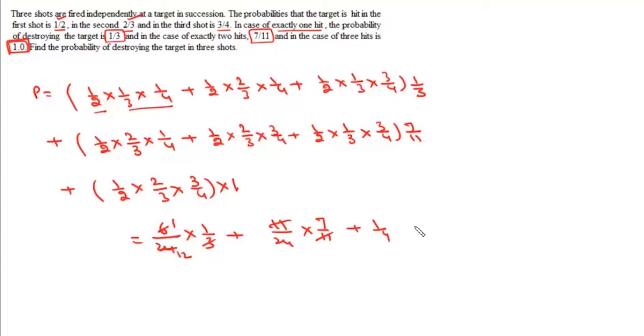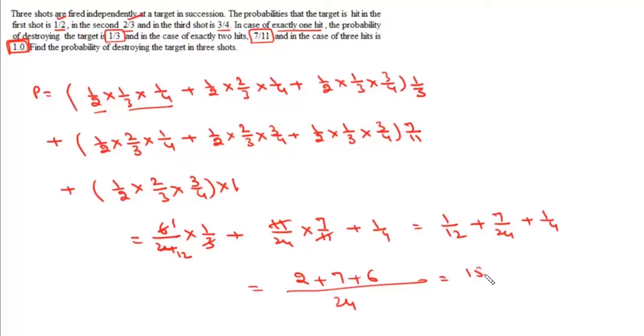So this required probability will be 1 by 12 plus 7 by 24 plus 1 by 4, and it'll be this 24, 2 plus 7 plus 6. So it'll be simply 15 by 24, which is 5 by 8. So the probability of destroying the target in 3 shots is 5 by 8.